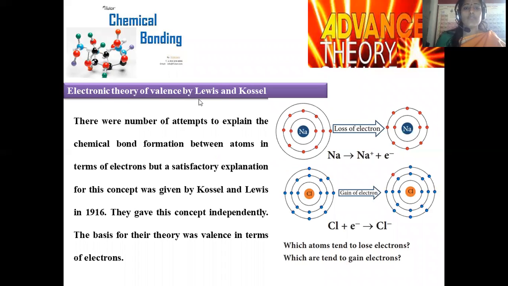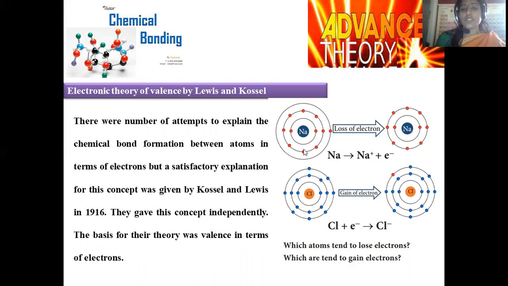Here, the electronic theory of valency by Lewis and Kossel. This is a new kind of perception given by the combination of Lewis and Kossel, said to be an advanced theory. There were a number of attempts to explain chemical bond formation between atoms in terms of electrons, but a satisfactory explanation was given by Kossel and Lewis in 1916. So many theories were there, but the most relevant and widely accepted one is Kossel and Lewis. They gave this concept independently.